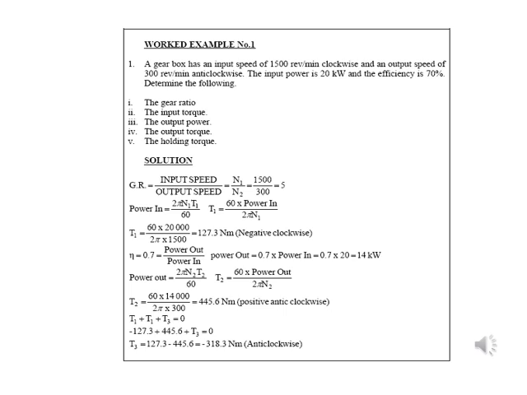So you can use the revolution per minute value. The input speed N1 divided by the output speed N2. In this case, you have 1500 RPM divided by 300 RPM, which is equivalent to 5. So this one is the gear ratio. As for the second question, it is the input torque.